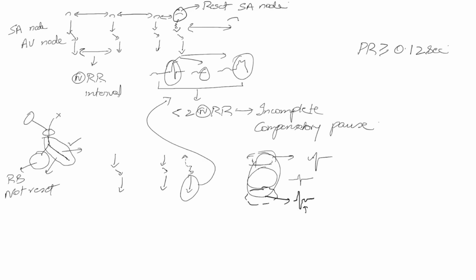So when we're thinking of a junctional rhythm, always look for a P wave immediately before or after the QRS, or sometimes it might be hidden in the QRS. So in this case, the PR interval would be less than 0.12 seconds.